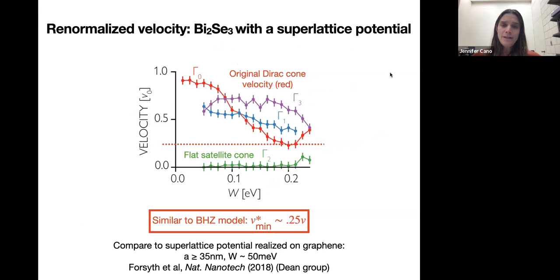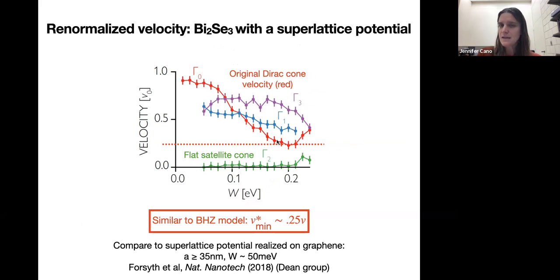So what do we find with this? This is the same type of plot. I'm plotting Dirac cone velocity as a function of the superlattice potential. The red curve is showing the Dirac cone velocity of the original Dirac cone. The others are showing the satellite cones that I was talking about earlier.